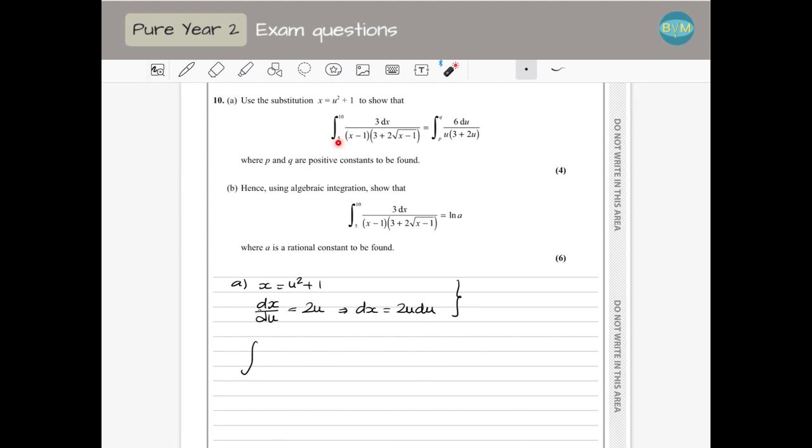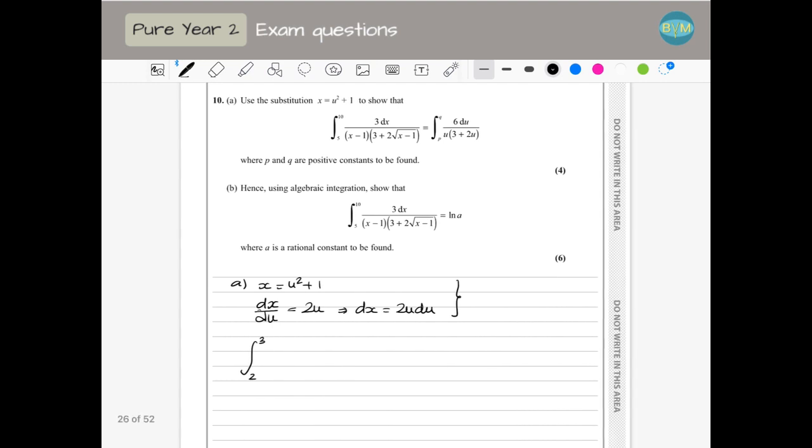So when x is 5, u is going to be 5 minus 1, 4, square root of that is 2. So when x is 5, u is going to be 2, and when x is 10, I have 10 minus 1, 9, square root of that is 3. So when x is 10, u is 3.